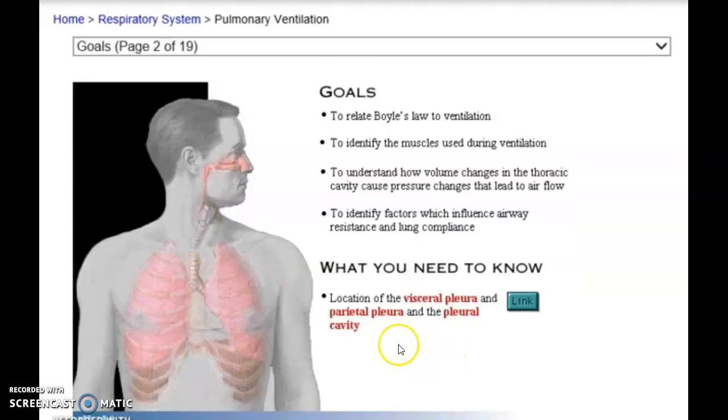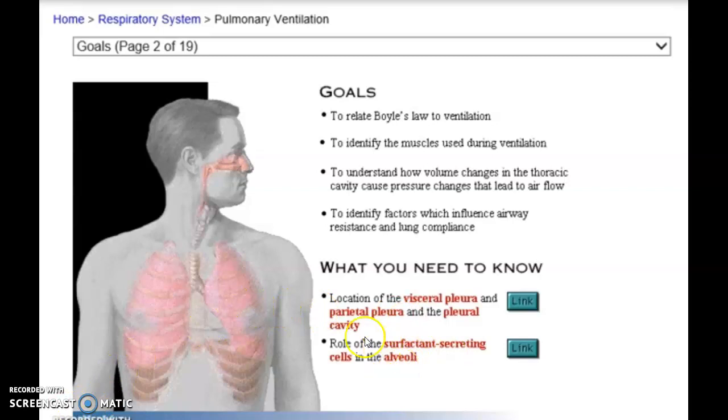Now, understanding how these things happen, we have to understand the anatomy of the lung, which you should be familiar with by now, but we need to understand the pleural lining, that serous membrane that lines the lungs. We have the visceral pleura, which is the part that adheres to the lungs next to it. We have the parietal pleura, which is the part of the pleura that's next to the body wall. And then we have the pleural cavity, the space between the visceral and parietal pleura.